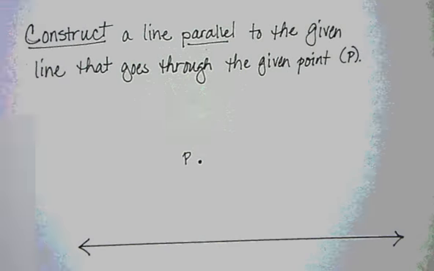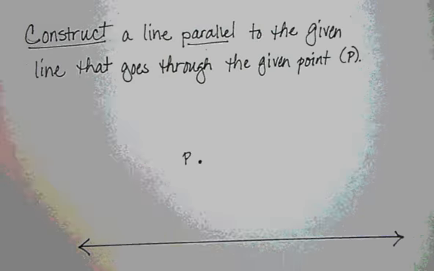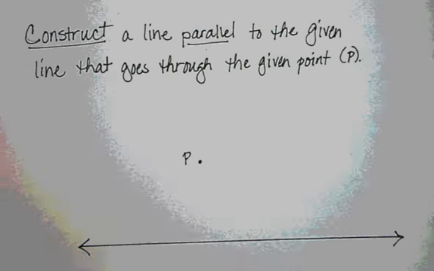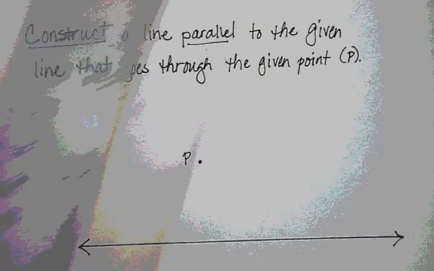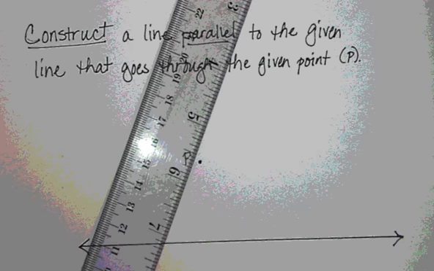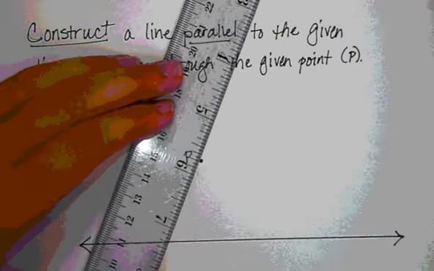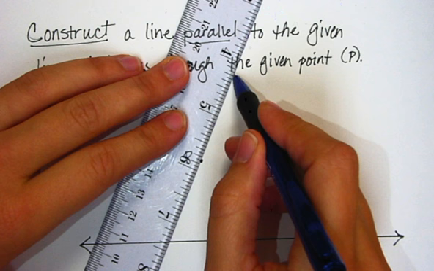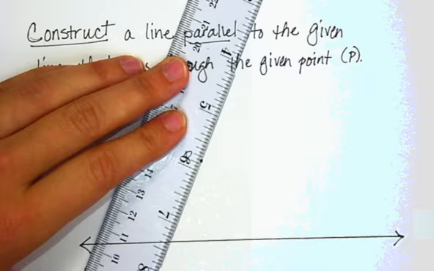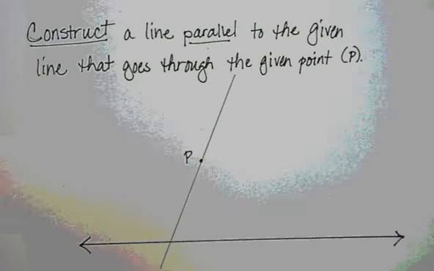Okay, what we're going to do now is construct a line parallel to the given line that goes through the given point, which in this case is called point P, using a straight edge and a compass as our tools, because it does say to construct. So the first thing I'm going to do is take my straight edge and draw a line that goes through point P and crosses the given line. It basically makes a large angle.